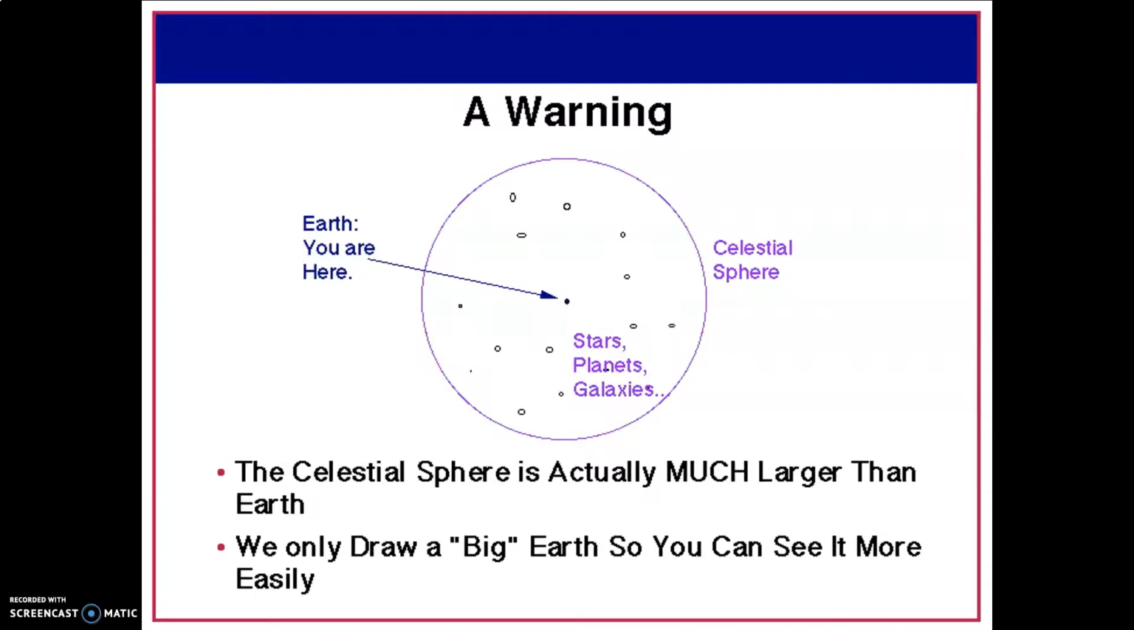Objects on the celestial sphere are actually much larger than the Earth, but scale-wise, we can't draw everything that way because there's just not enough room on the celestial sphere. So please don't think that the Earth is the biggest object, and we already know the Earth is not the center of the universe, but in a celestial sphere, we just put it there. We'll talk more about the celestial sphere after we come back from fall break. Today I'm just giving you a brief overview of things we're going to be talking about during this unit. We only draw the Earth big so we can see it more easily. That's the only reason the Earth is big, and every other object is usually much larger than the Earth.